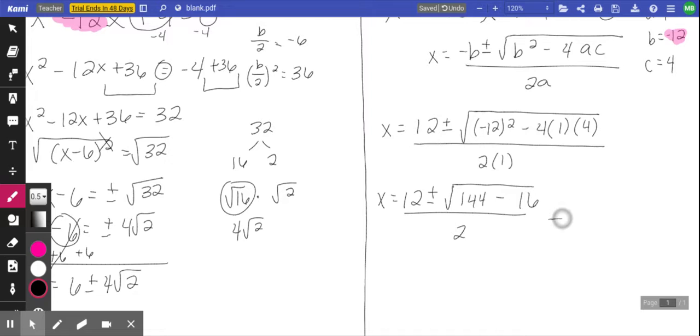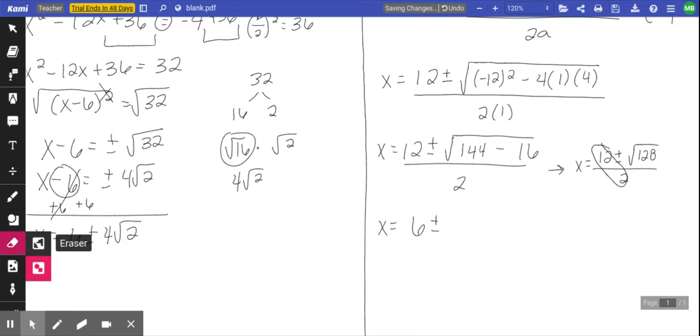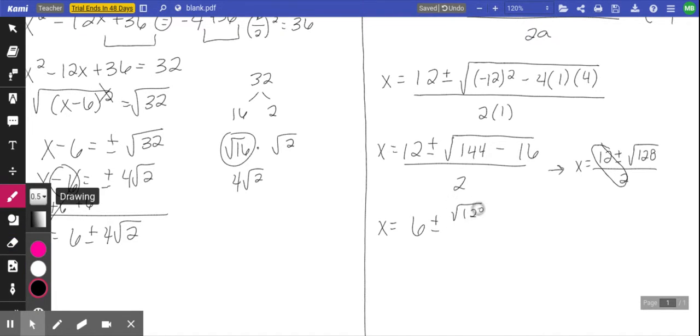Okay, next, 144 minus 16 is 128. So I have x is equal to 12 plus or minus the square root of 128 over 2. Okay, here's where I'm going to start simplifying the divided by 2, but it's going to happen in steps. So for starters, 12 divided by 2 is 6. So I have x is equal to 6 plus or minus the square root of 128 divided by 2. Okay, now I'm going to simplify my radical.